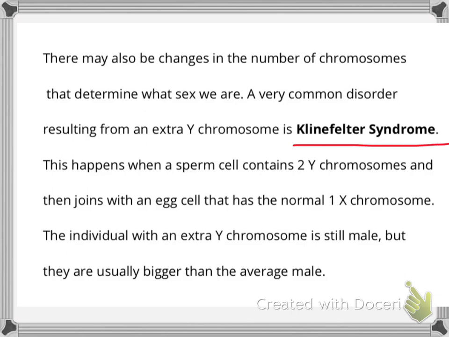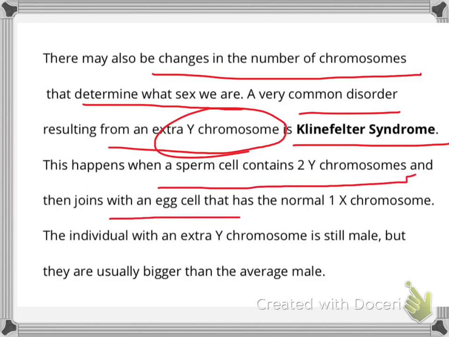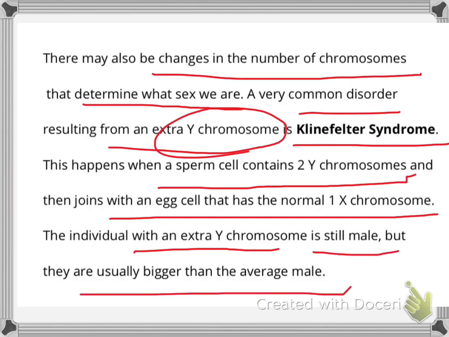Next one is Klinefelter syndrome. There may also be changes in the number of chromosomes that determine what sex we are. A very common disorder results from an extra Y chromosome. This happens when a sperm cell containing two Y chromosomes joins with an egg cell that has one normal X chromosome. This individual with an extra Y chromosome is still male, but usually bigger than the average male. This syndrome is known as Klinefelter syndrome. They have an extra Y chromosome.